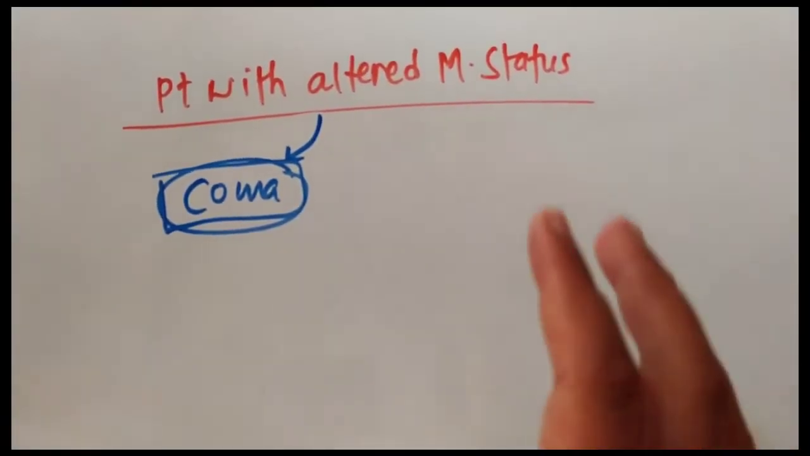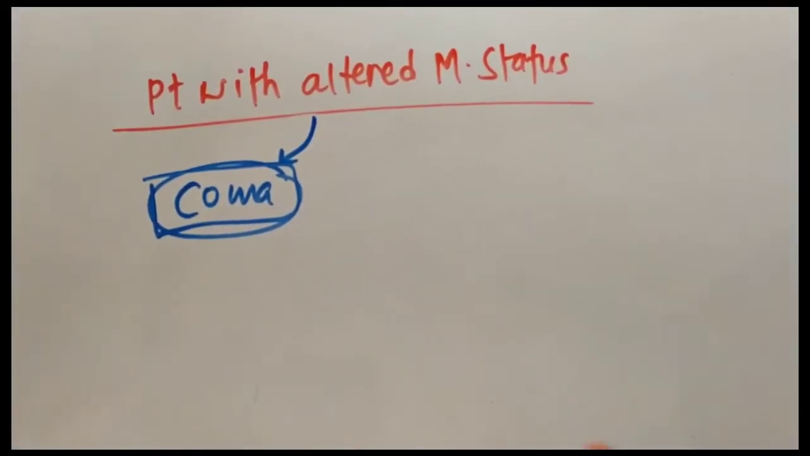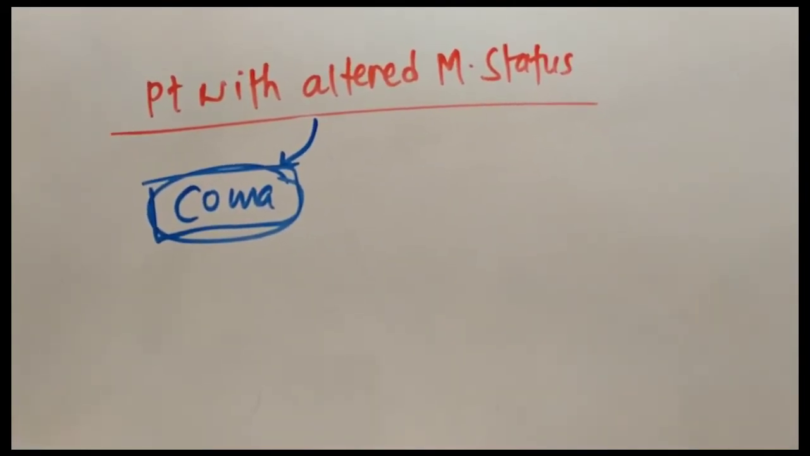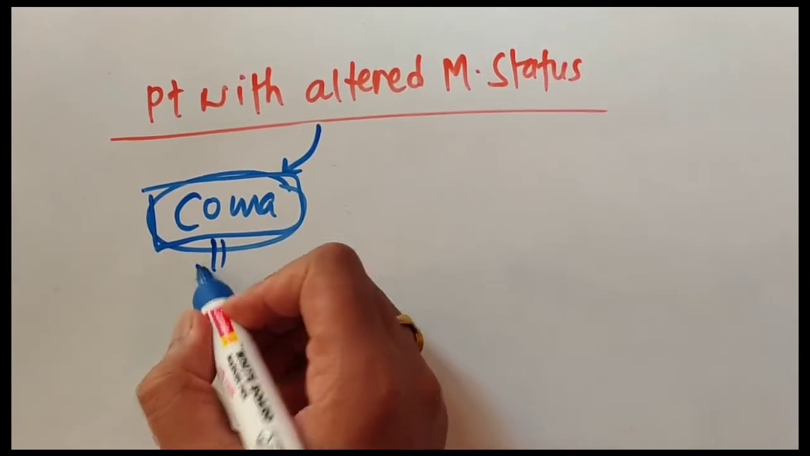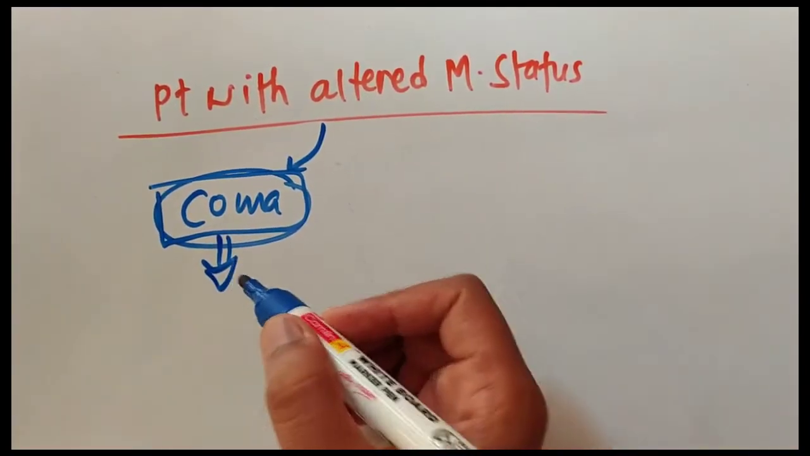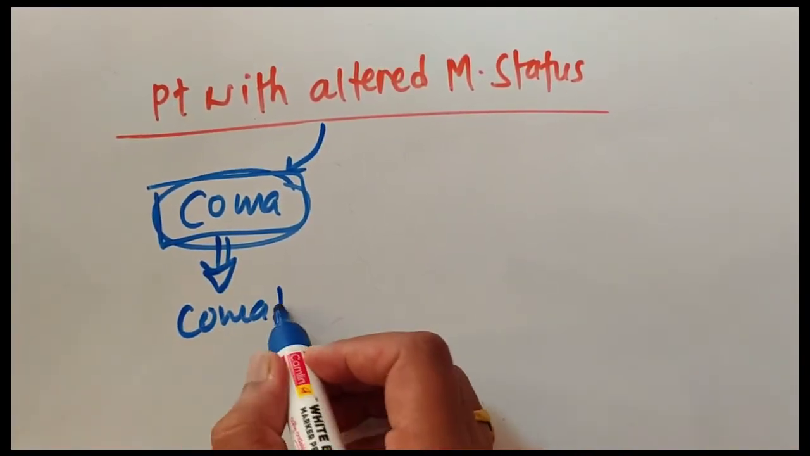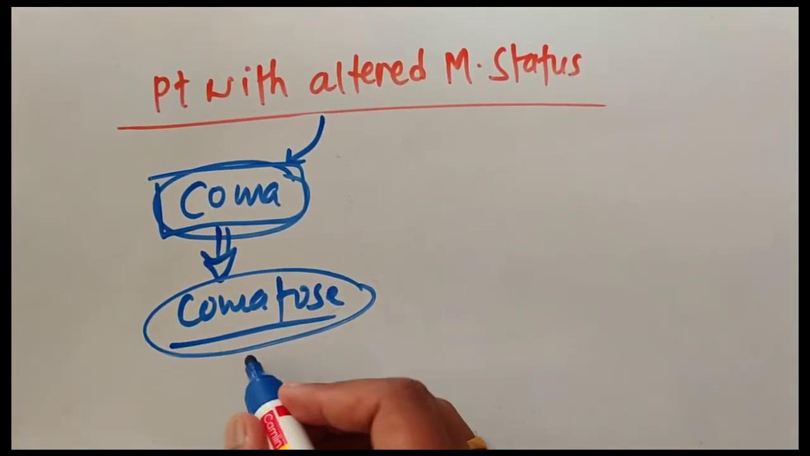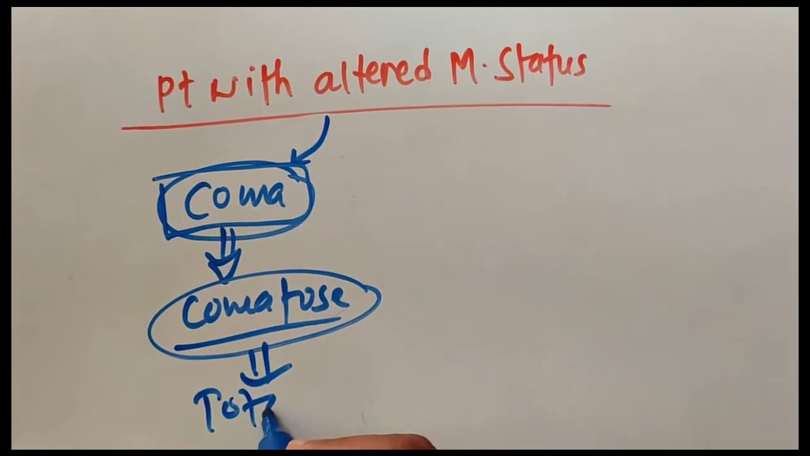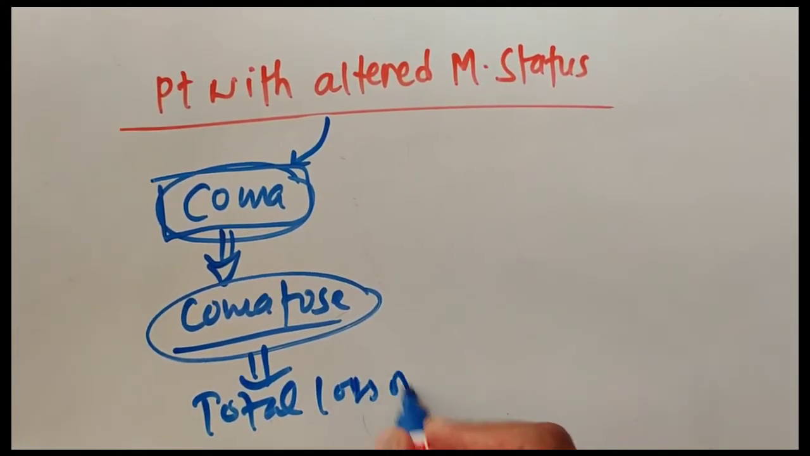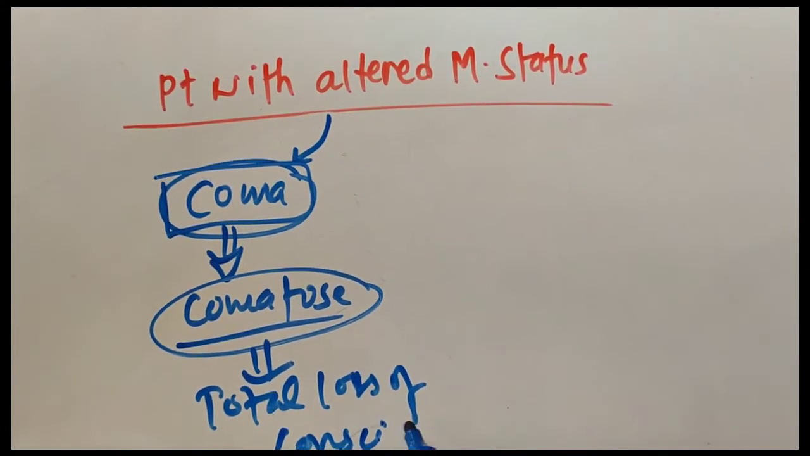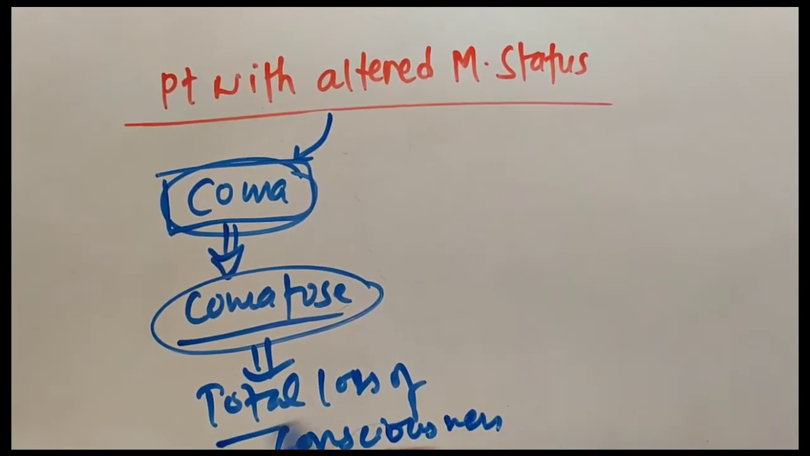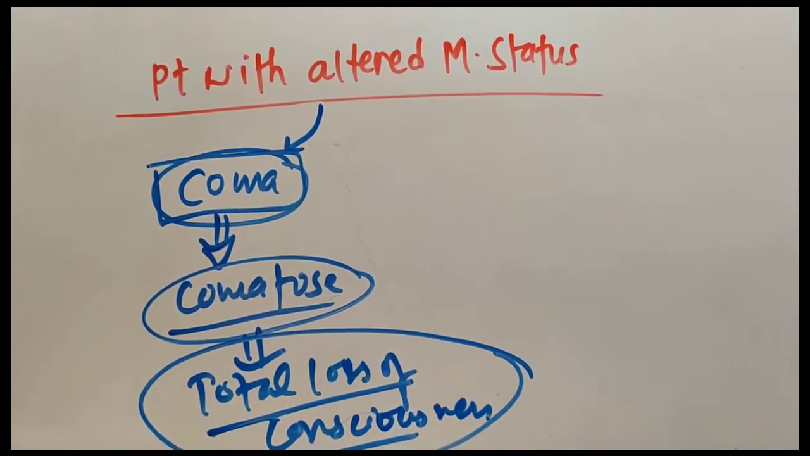The patient with altered mental status can be of two or three types. The patient can come in a coma. It means not even a single perception is present. The patient is totally comatose. I think you must know the meaning of comatose: there is a total loss of consciousness. The consciousness is altered to that level, so the person is totally out of consciousness.